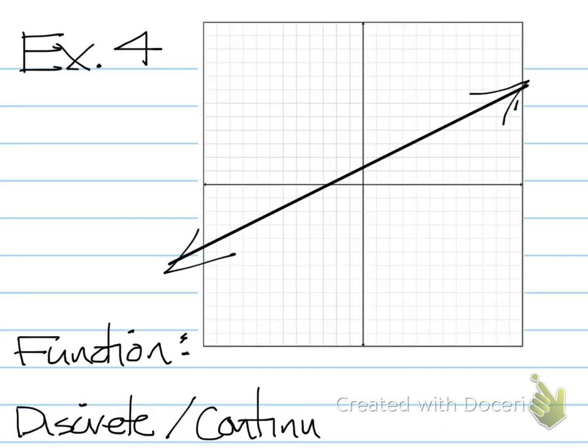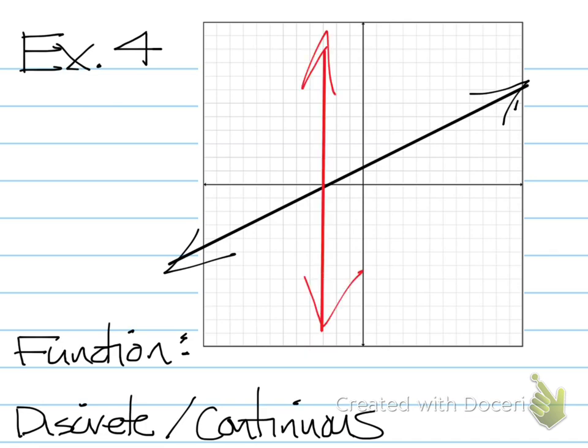And then lastly, we've got the graph of a line here. All lines except for vertical lines are functions. So this line is going to pass the vertical line test. And all lines are continuous.